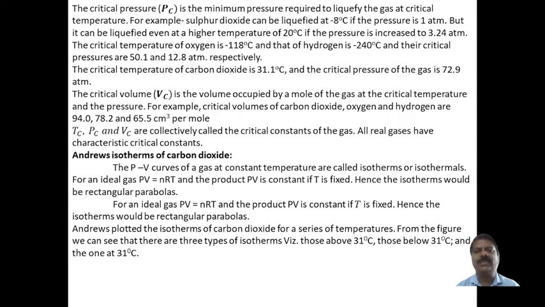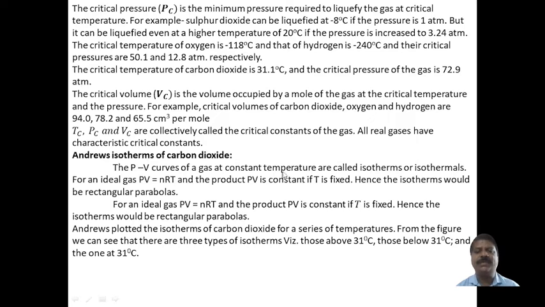They may ask what is meant by isotherms. You have to say that at constant temperature the curves are obtained of pressure against volume. For an ideal gas, PV = nRT and the product PV is constant if T is fixed. Because PV is nothing but a product, it will be a constant.